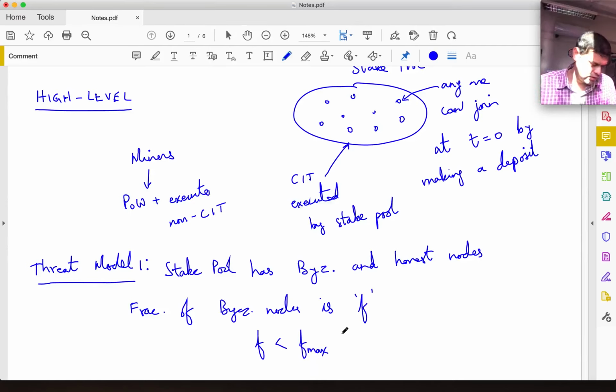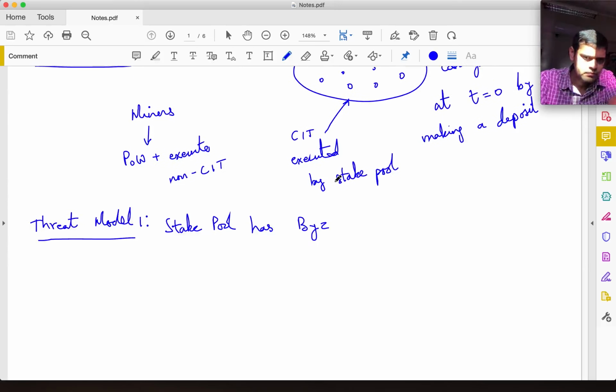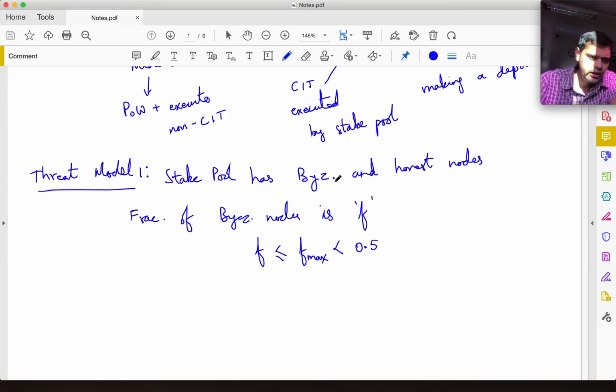And we say that this upper bound is some number less than 0.5. So it's sort of like we are preventing a 50% attack. If more than 50% of these stake pool owners are Byzantine, then we can't do much. Our method is not going to work. But if at least 50% are honest, it's going to work fine. Okay. And we have another threat model, which we'll discuss maybe in the next class or the class after that.